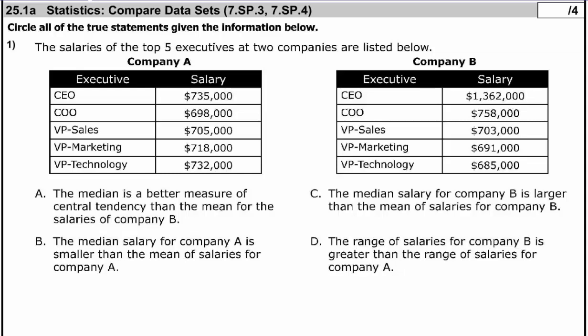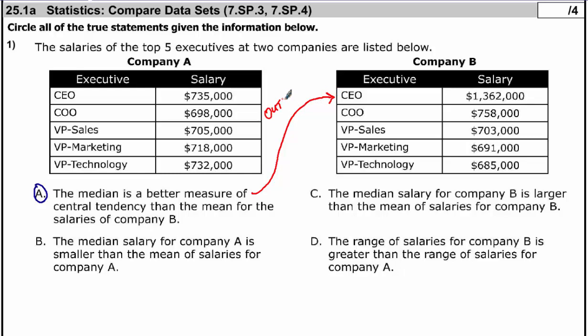It might be comparing their medians and means. It might be comparing their ranges. But you've got two different sets, and you're being asked questions about those sets. So the first statement is, the median is a better measure of central tendency than the mean for the salaries of Company B. And that's true. We're told everything that's true we should circle. That is true, and the reason is right there.